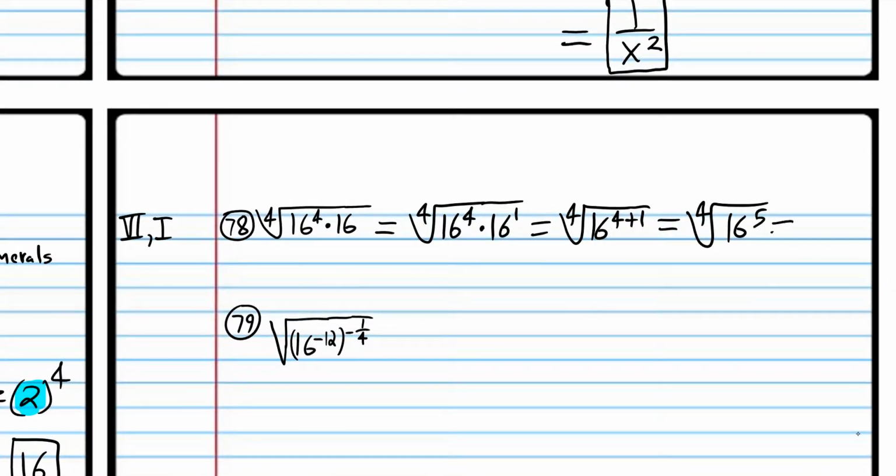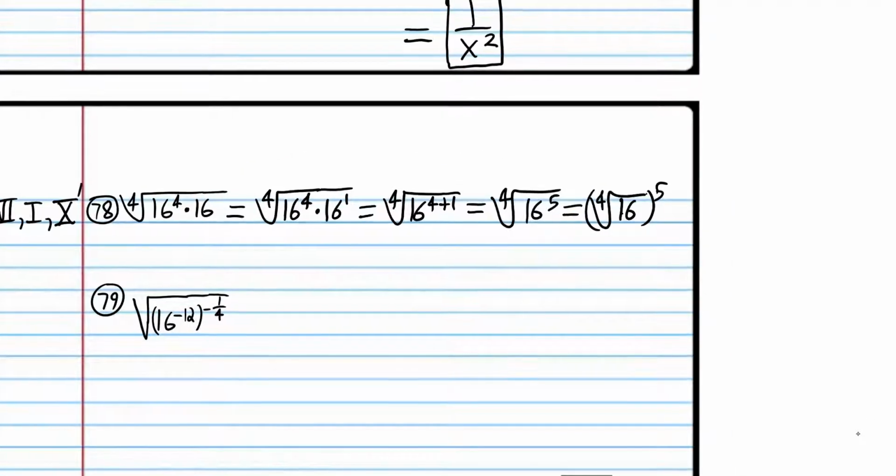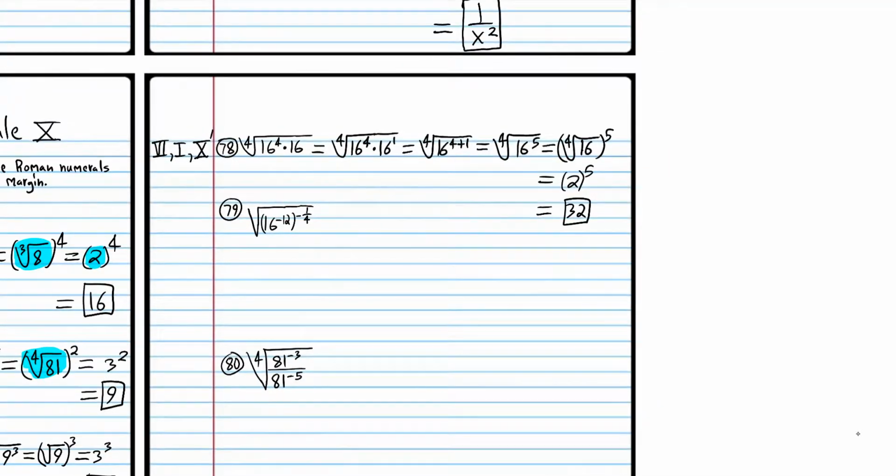So we're going to use the variation of rule 10 and take that power and put it on the outside. Okay, and then the 4th root of 16, that's a lot easier to deal with. That's just going to be 2. And 2 to the 5th power, that's kind of a big number, but it's manageable. It's just 32. So if you got that answer, good job.